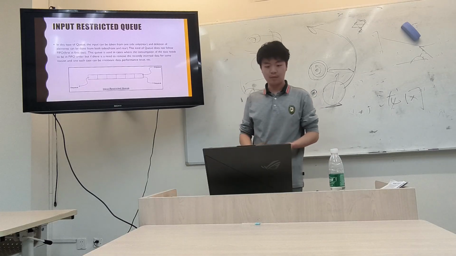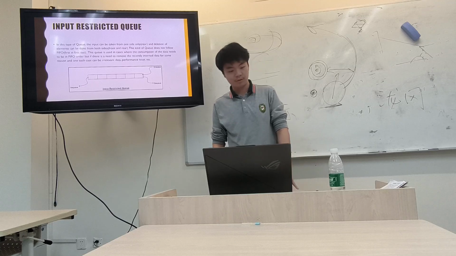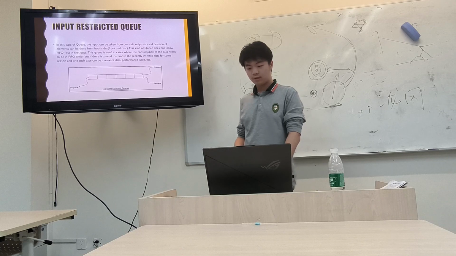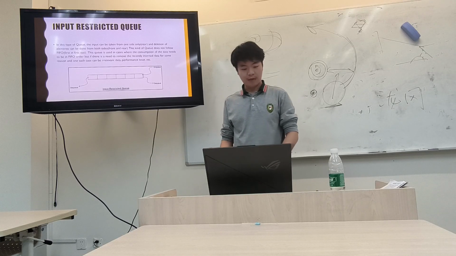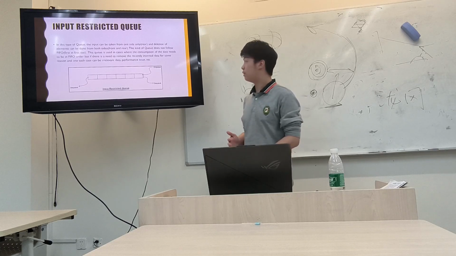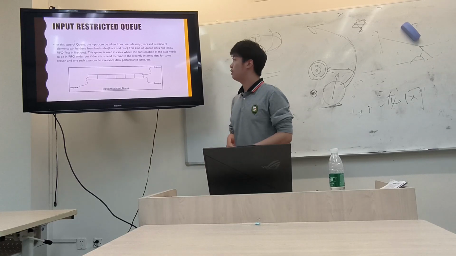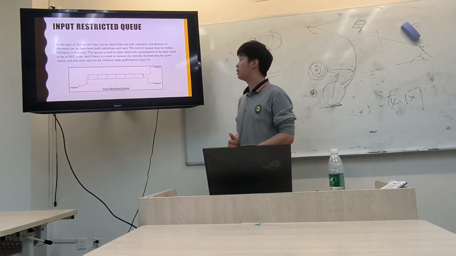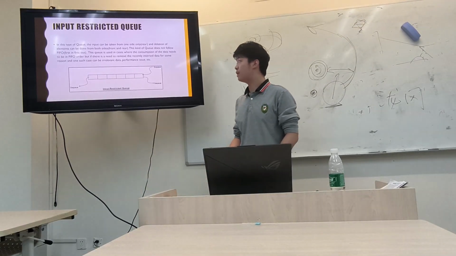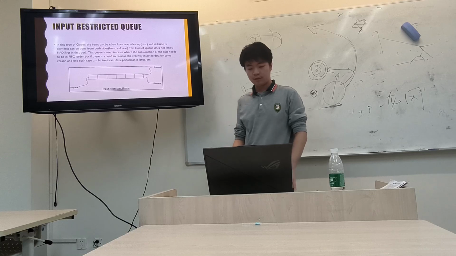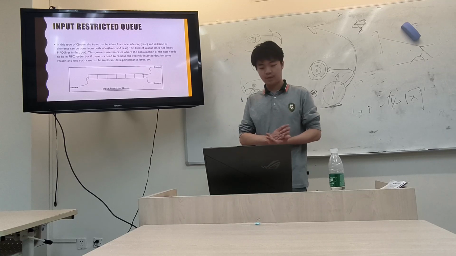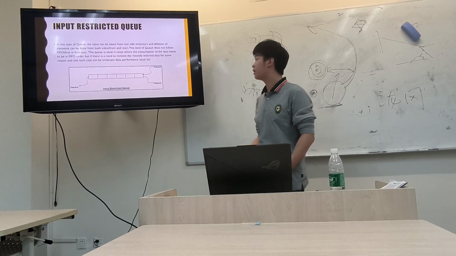The second commonly used one is the input restricted queue. In this type of queue, the input can be taken from one side only, the rear, and the deletion of elements can be done from both sides. This kind of queue does not follow first in, first out. It is used in cases where the consumption of the data needs to be in FIFO order, but there is a need to remove recently inserted data for some reason, such as irrelevant data, performance issues, etc.